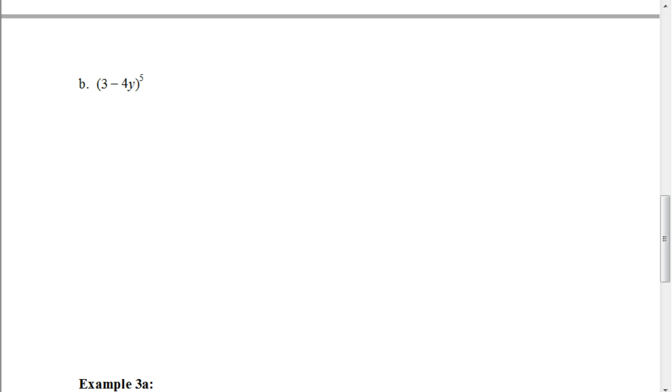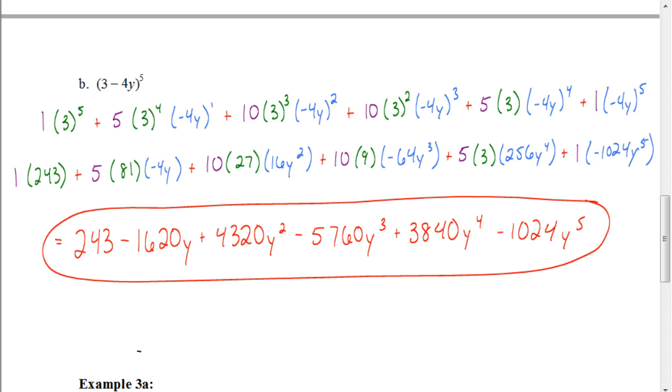Okay, let's see how you did here. Let's start out with figuring out, first look to see do you have the right answer here. So we have 243 minus 1,620y plus 4,320y squared minus 5,760y cubed plus 3,840y to the fourth minus 1,024y to the fifth. So if you did not get that answer, just double check, make sure that you use those right numbers, what I have here in purple from Pascal's triangle.